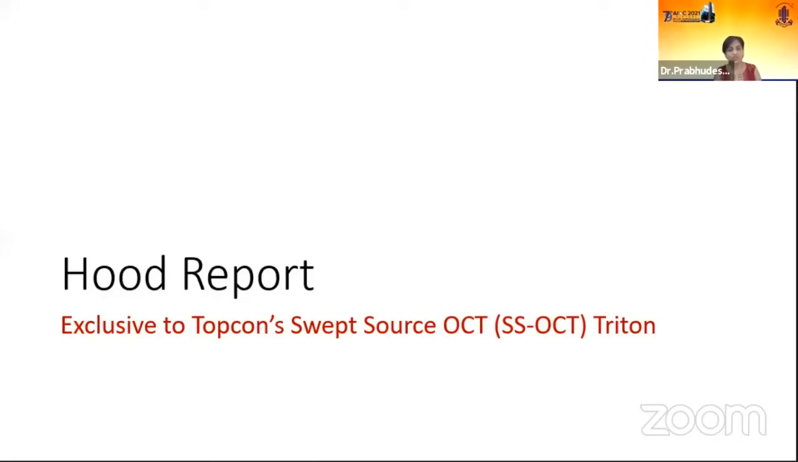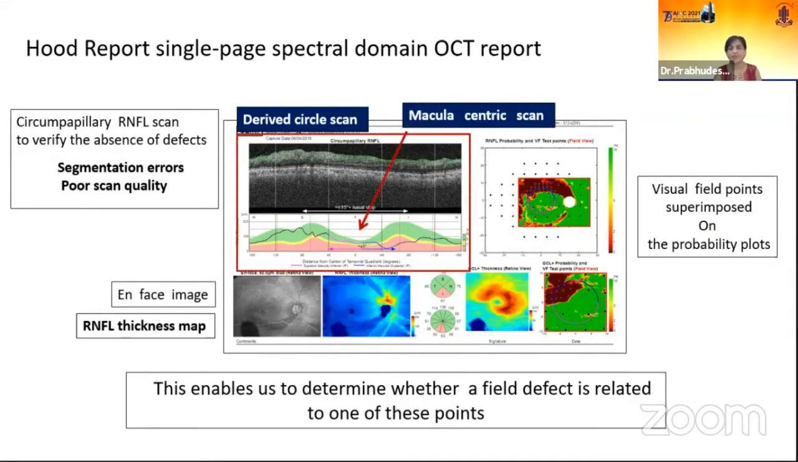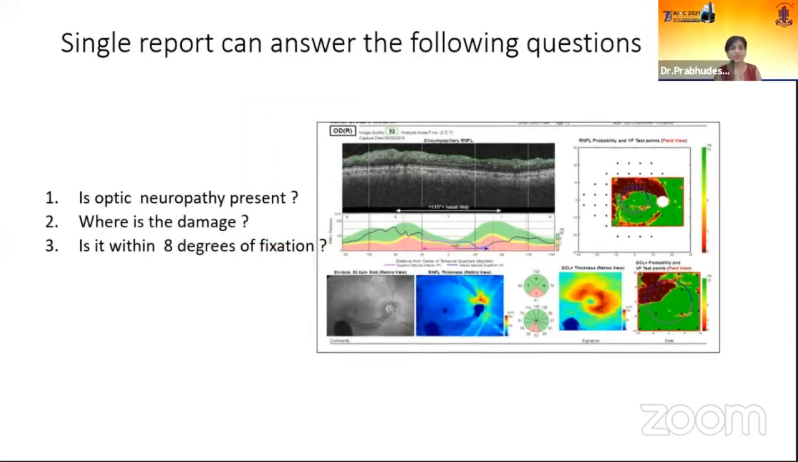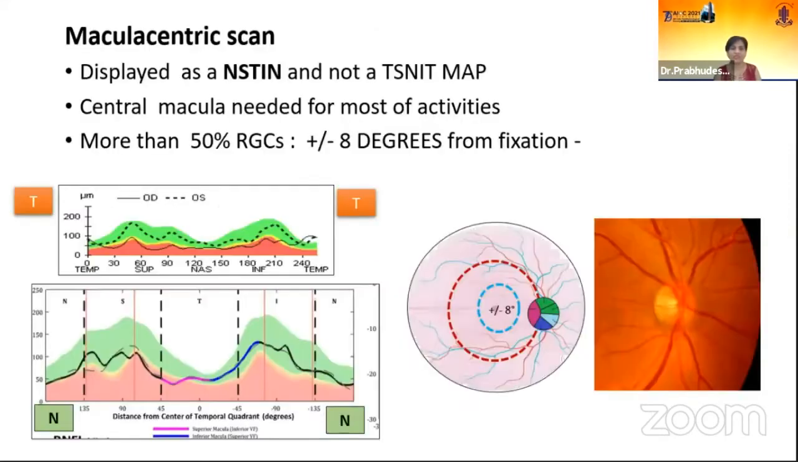So coming to the next thing, that is the Hood report, which is an exclusive Topcon swept source OCT feature. Here we get a derived circular scan, en-face image, there can be a circumpapillary RNFL scan, and there is a probability map on which the superimposed visual field points would be there. So this answers the following questions. Is optic neuropathy present? Where is the damage? Is it within the 8 degrees of fixation?